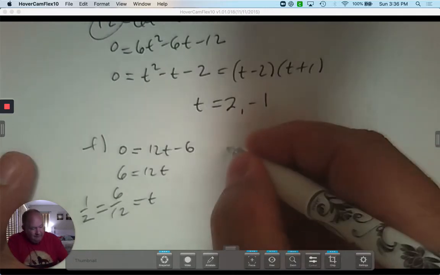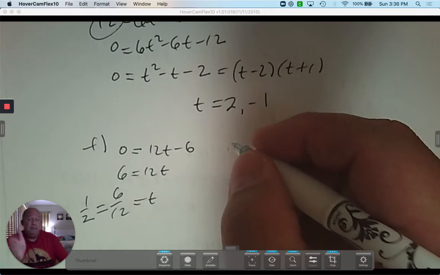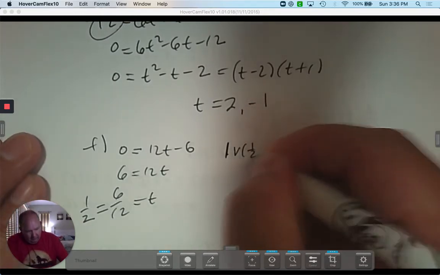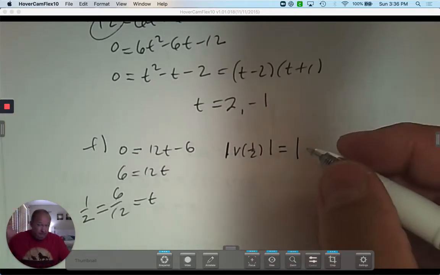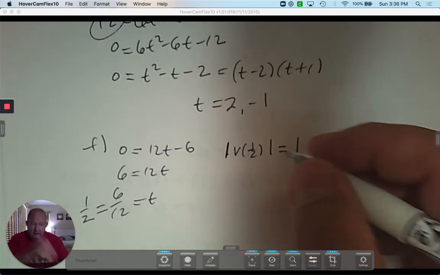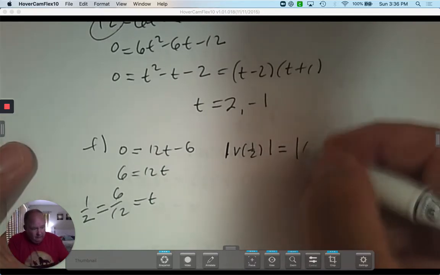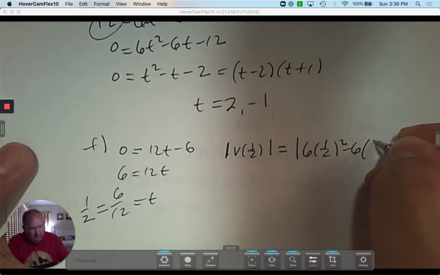Next, we're going to plug that into the velocity. Now, speed is the absolute value of velocity. So we're going to go absolute value, and we're going to plug 1/2 in using the absolute value bars. So a negative answer we're going to write as a positive answer. So velocity, there it is. It's 6 times 1/2 squared, subtract 6 times 1/2.